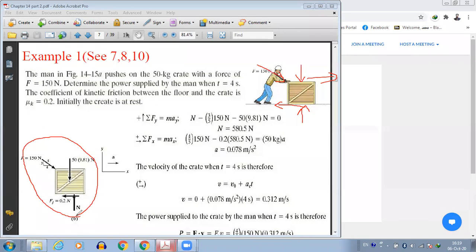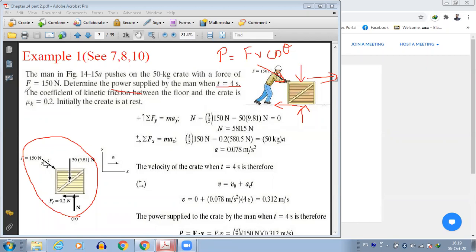So what do we want? We want to find the power. Power is basically what? Power is F V cos theta. We want to find the power by the man when t is equal to 4 seconds. When t is equal to 4 seconds, force is fixed, right?